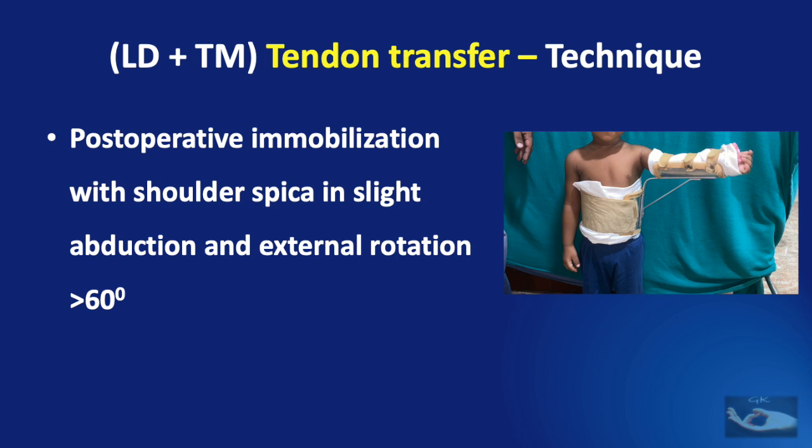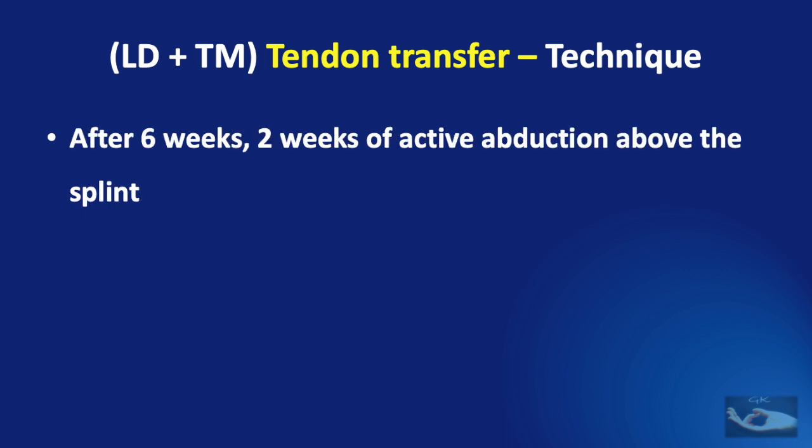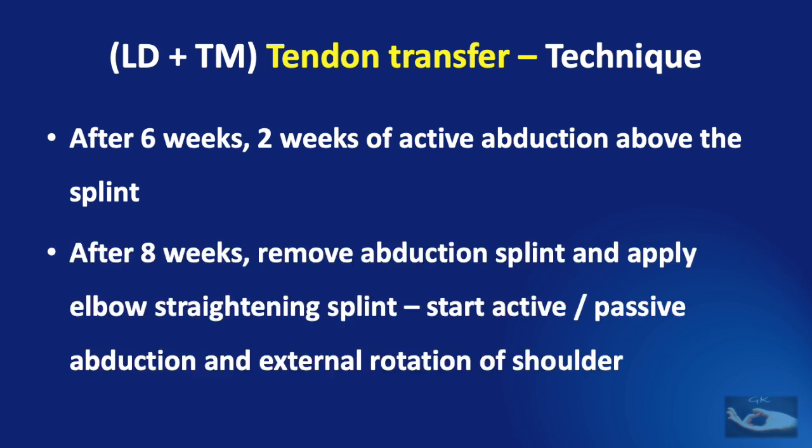Post-operative immobilization with shoulder spica in slight abduction and external rotation of more than 60 degrees. This should be maintained for 6 weeks. We use a detachable shoulder abduction splint as shown in the photograph. After 6 weeks, 2 weeks of active abduction above the splint is advised. And after a total of 8 weeks from the procedure, we can remove the abduction splint and apply an elbow straightening splint to prevent co-contraction from the biceps, and then start active passive abduction and external rotation of the shoulder.